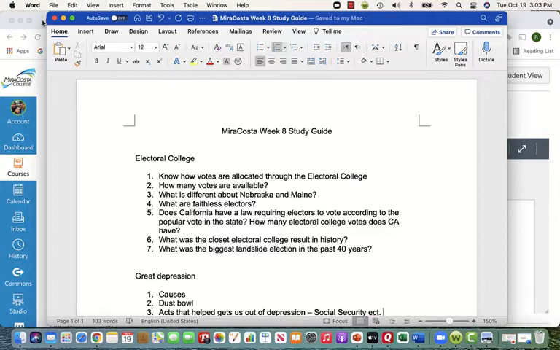Also remember that the closest election in the past 30 years was Bush versus Gore. We watched a documentary about that. And currently, as of now, California has 55 electoral college votes. That's going to change. It's probably going to go down to 54, and that won't happen until the 2024 election. So something just to keep in mind.